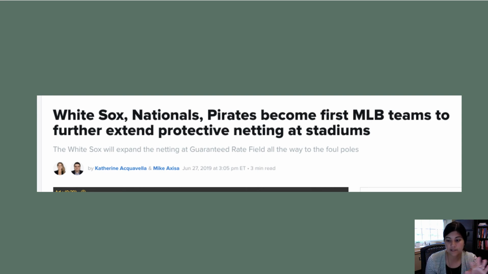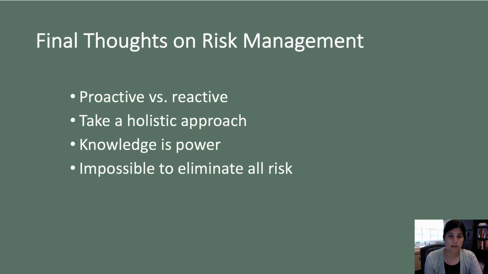So you can see that a number of teams now have added netting all the way to the foul poles, and in some cases all the way to the outfield, to try to reduce that risk. So again, this is an example of the implementation piece playing out in real time. Okay. So I know that was a lot of content. Certainly encourage you to do the reading if you haven't already done it for this week. There are, I think, 3 smaller chapters on risk management that highlight some of the things we talked about and then go into more detail in some other areas. So encourage you to do that if you haven't already.